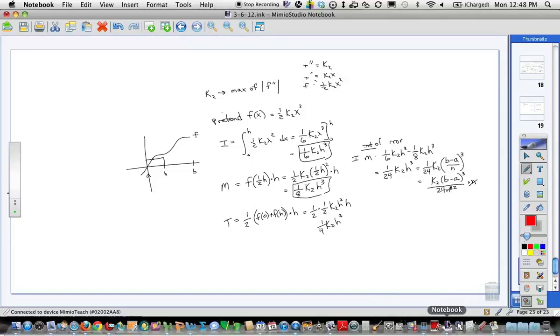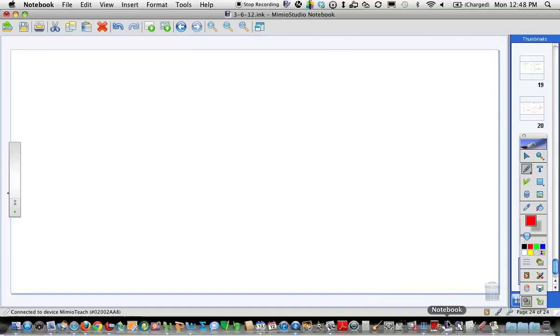Midpoint has a bigger number on the bottom, right? 24 is bigger than 12. A bigger number on the bottom of a fraction means the fraction's littler. So midpoint has littler error, or a littler max error than trapezoid. That's something we talked about earlier. You do not need to be able to replicate that, but hopefully it sinks in a little bit in terms of where the thought process comes from.